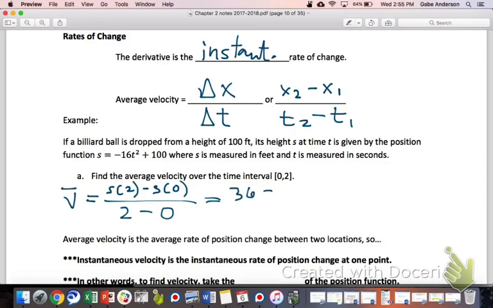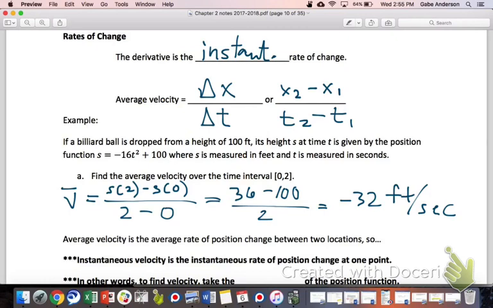What's S of 0? 100. So 2 minus 0, of course, is 2. What is 36 minus 100? Negative 64, which divided by 2 is negative 32. And what units would go with that negative 32? It's not meters per second. Be really careful with that. It is feet per second. That would be the average velocity.